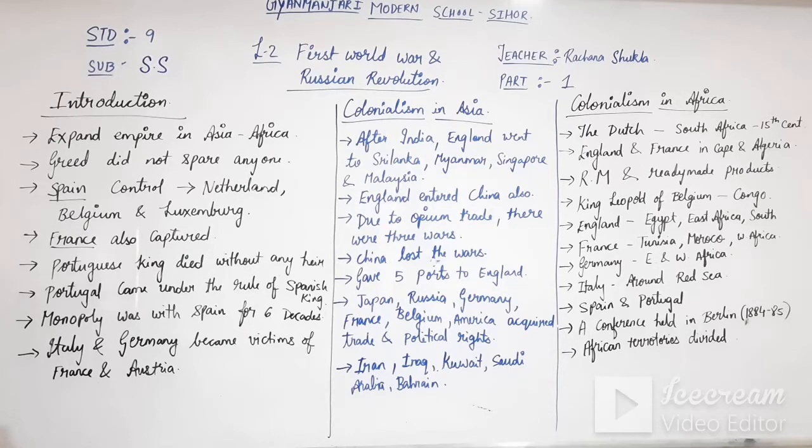Next question, which countries acquired trade and political rights due to China's weakness? I repeat my question, which countries acquired trade and political rights due to China's weakness? Next question, which countries established their colonies in Saudi Arabian countries?